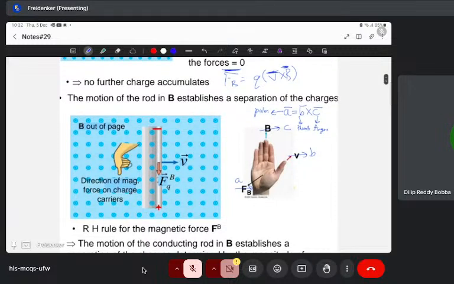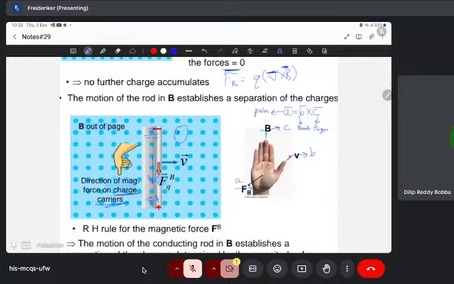Okay, did anything change here? No. B is pointing outwards, V is to the right side. So finally, the palm will give you the downward direction. That means the force due to magnetic field is downwards. Fine, they were like charge carriers, right? So if it's positive charge carriers, what will happen? All positive charge carriers will go down. If it is negative charge carriers, they will all go up. In both the cases, the scenario is the same.